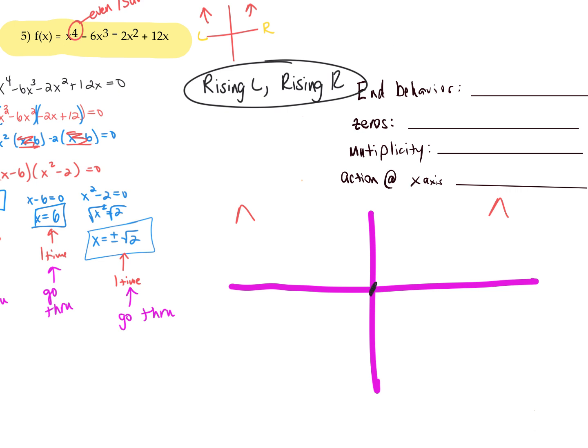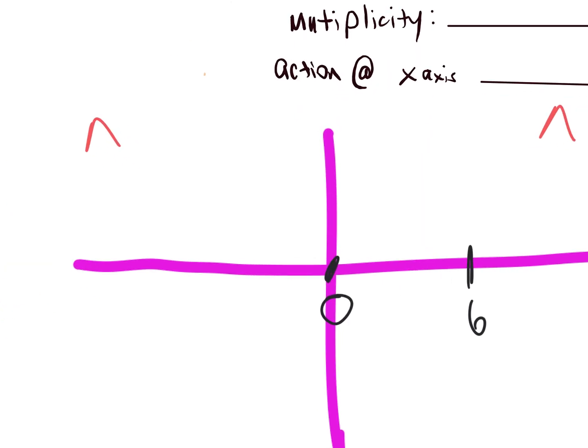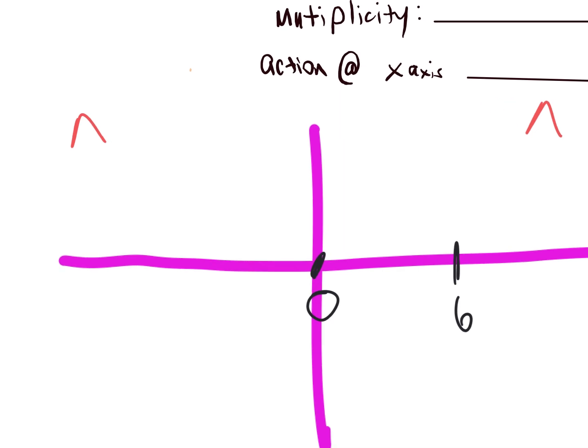At 0, okay. So 0, put one here at 6. And then positive and negative square root of 2. Do you know exactly where the square root of 2 is? No, but do you know that the positive one is on the right side of 0 and it's smaller than the whole number 6? Yeah, so you can say that's square root of 2.